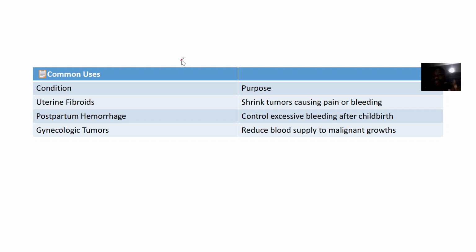So common uses: you use this to treat a lot of conditions. Uterine fibroids, and also when the woman is bleeding too much after childbirth, you want to stop that. Then also if there are tumors, you want to stop the blood supply to the tumors.